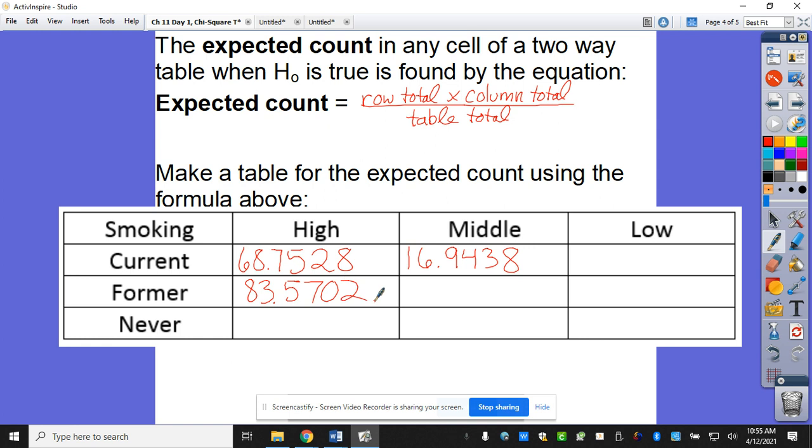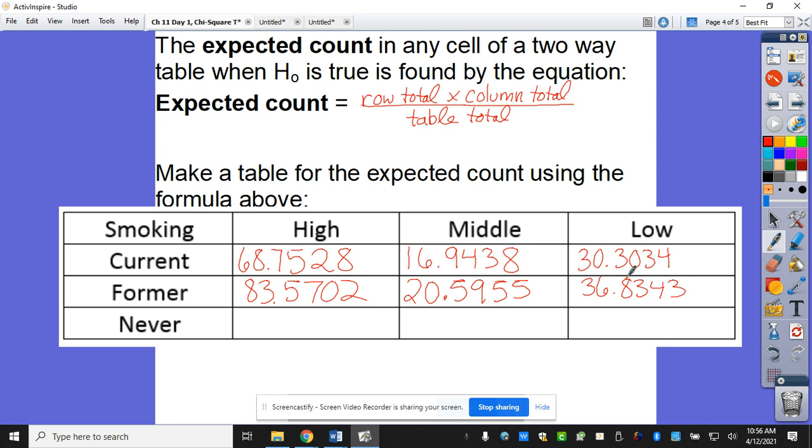And former middle? And then I had a group do current low. What'd you get for current low? 30.34. And former low? 36.834.